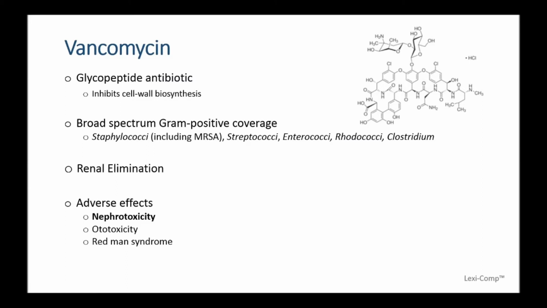As we all know, Vancomycin is a glycopeptide antibiotic which has broad spectrum gram-positive coverage, and it is mainly used in MRSA infection. Major concern when using Vancomycin is nephrotoxicity. This usually happens when given high dose in order to target trough level of 15 to 20. Nephrotoxicity also can occur when Vancomycin is being used concurrently with other nephrotoxic drugs, such as aminoglycoside, for example.